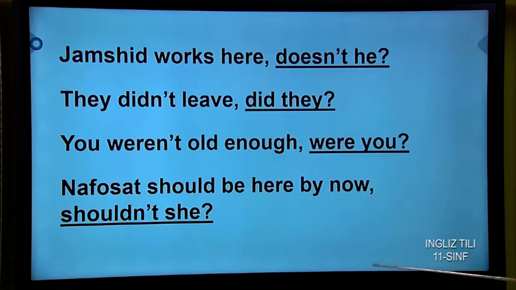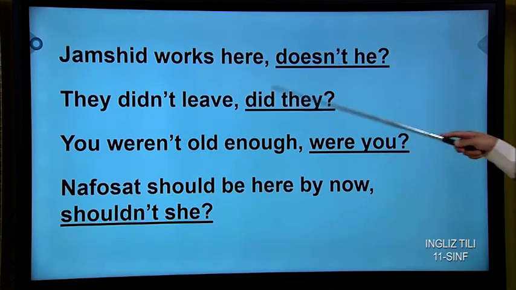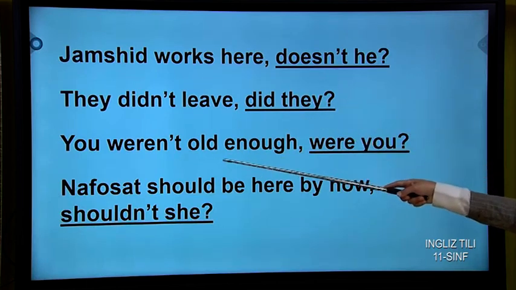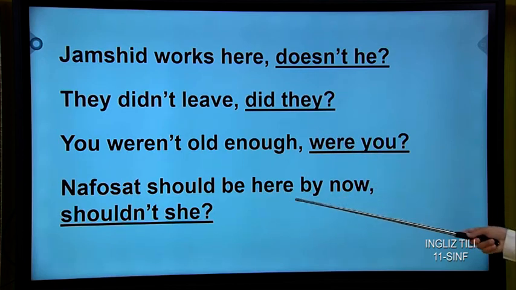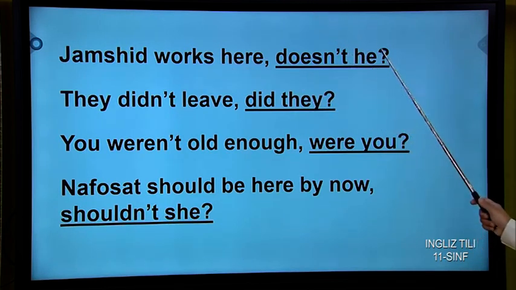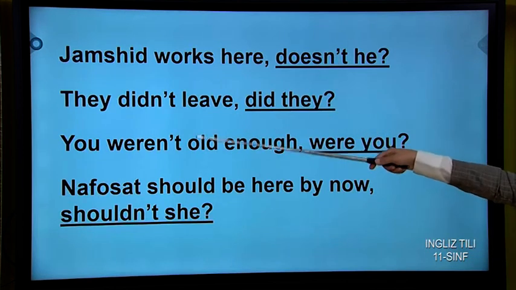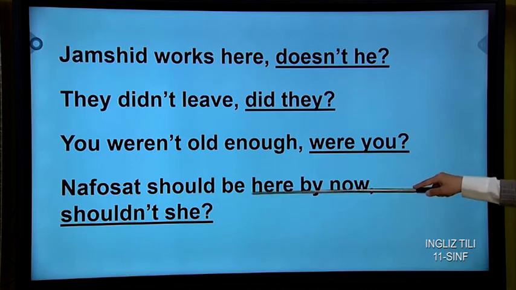Here you can see some more examples, like Jamshid works here, doesn't he? Or they didn't leave, did they? You weren't old enough, were you? Nafasat should be here by now, shouldn't she? So, the sentence is positive, the tag is negative. The sentence is negative, the tag is positive. The sentence is negative, again our tag is positive. The sentence is positive, our tag is negative.